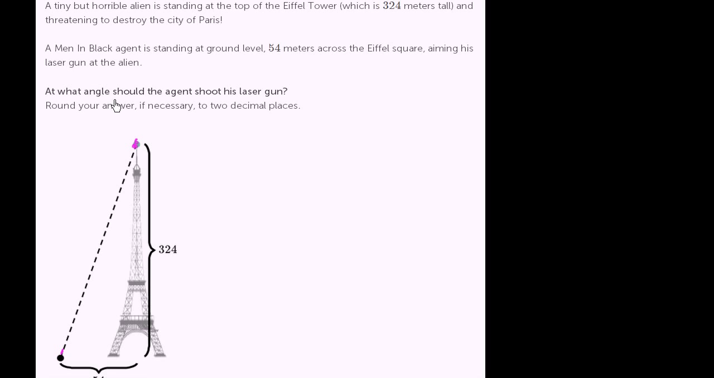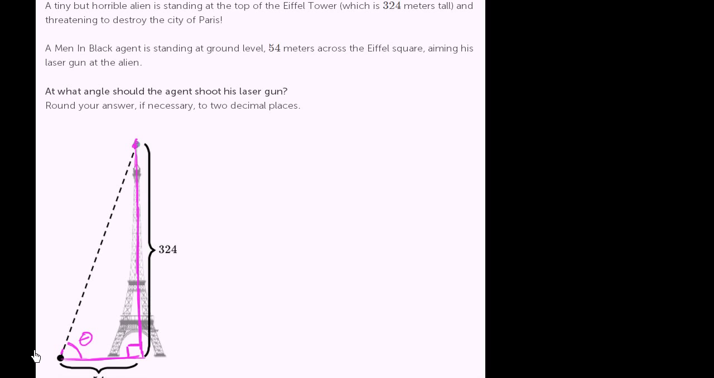At what angle should the agent shoot his laser gun? Round your answer, if necessary, to 2 decimal places. So if we construct a right triangle here, and we can, the height of this right triangle is 324 meters. This width right over here is 54 meters. It is a right triangle. What they're really asking us is, what is this angle right over here?